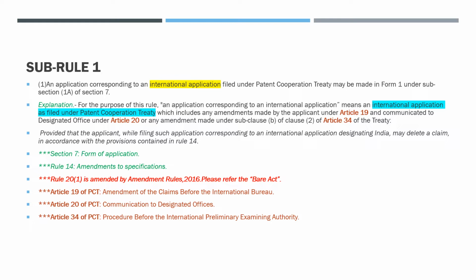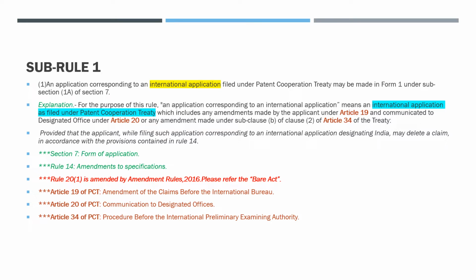application filed under PCT or Patent Cooperation Treaty, which includes any amendments made by the applicant under Article 19 and communicated to designated office under Article 20, or any amendment made under sub-clause B of clause 2 of Article 34 of the treaty, provided that the applicant, while filing such application corresponding to an international application designating India, may delete a claim in accordance with the provisions contained in Rule 14.